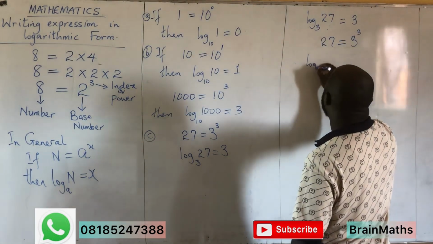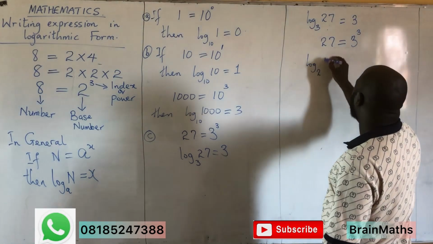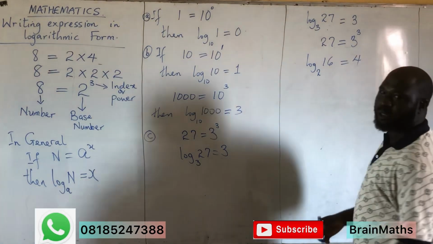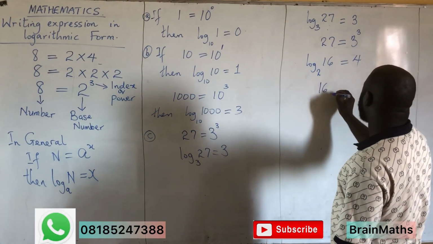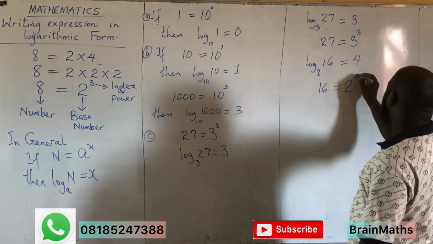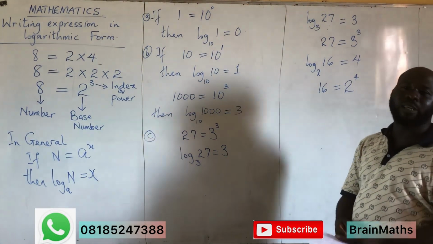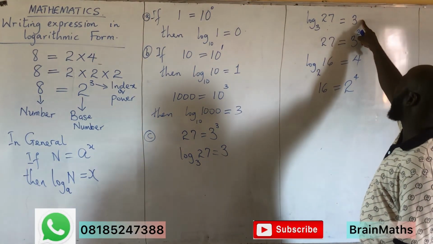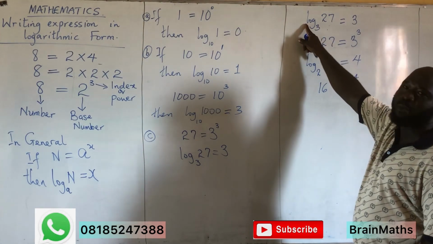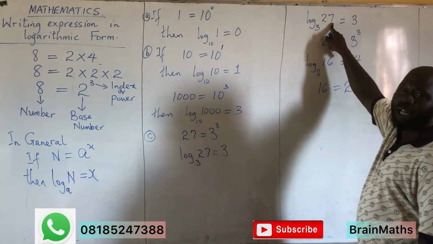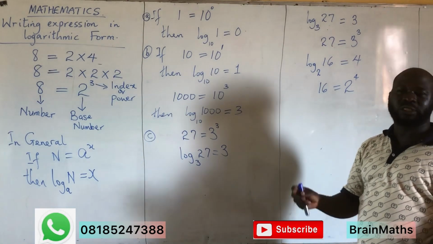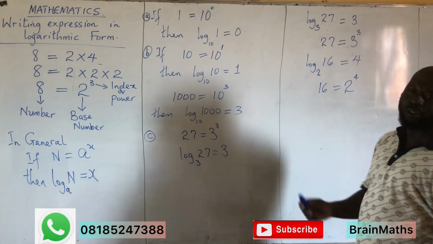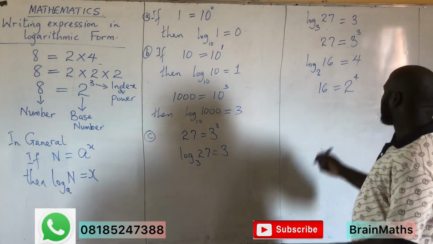Also, if you are given logarithm in base 2 of 16 equals 4, it means 16 equals 2 raised to power 4. But at times, they may give us a question that will not have an answer like this. Assuming you are given logarithm in base 3 of 27, and you are asked to find this without using table or calculator, how would you arrive at this? In a short while, we are going to be looking at that.